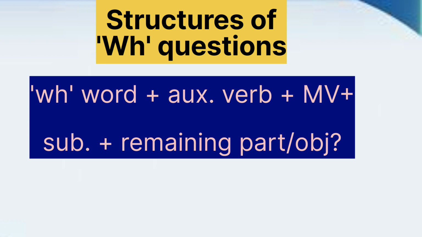Now let us frame WH questions using appropriate WH words and the structures that we discussed. You have to keep in mind that WH questions are asked to get information about someone or something. Let us understand WH questions with the help of the examples. The first example: India got freedom in 1947. The underlined part is in 1947. Now we have to frame a WH question to get the underlined part as an answer.